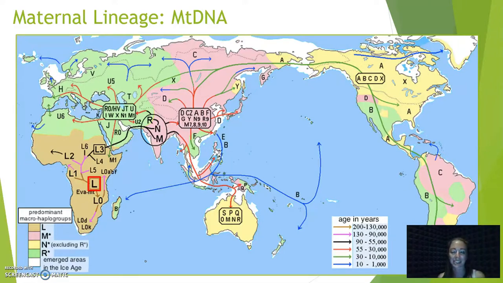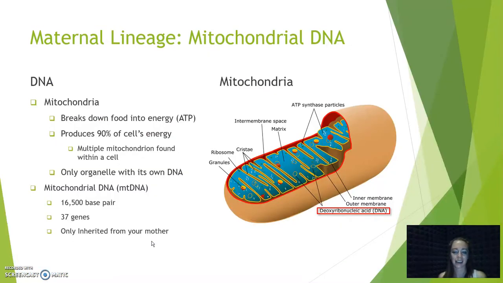This is the third presentation out of 4 regarding the maternal and paternal lineages. And this is a map of the maternal haplogroups and their migration patterns, which I will be discussing later in this presentation. So let's get started.